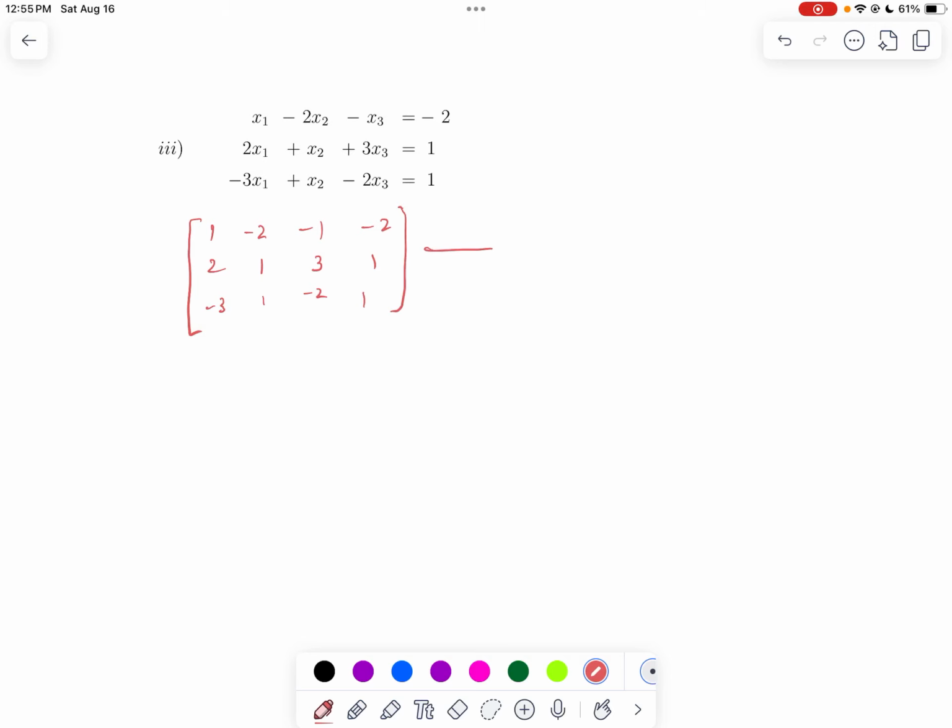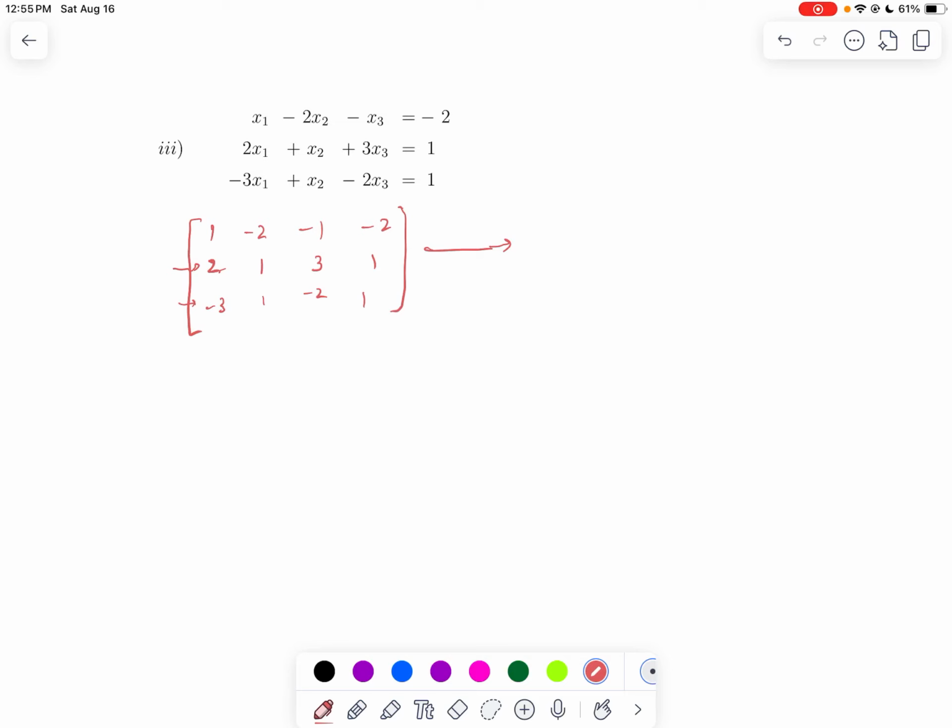What do I do? Now you see there are nowhere we see 0. So we have to make this value a 0 and this value a 0. That is the first step.